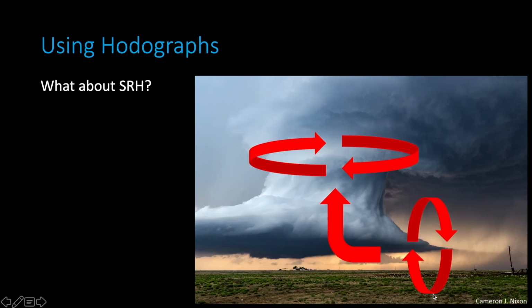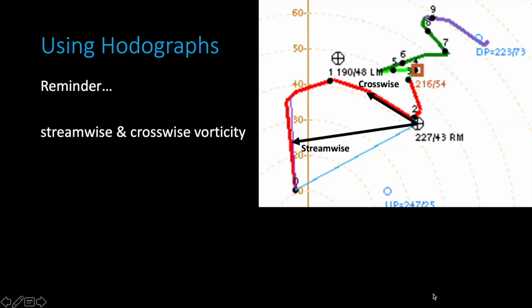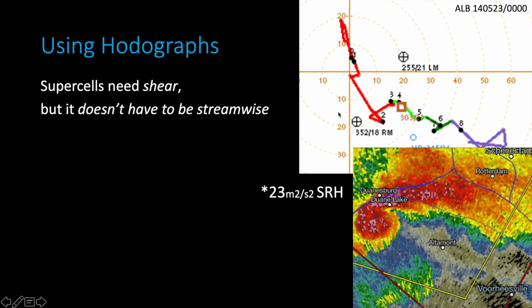So what about SRH? That's important too, right? Well, actually not always. It is nice to have, but it's not actually necessary for supercell dynamics. Let's explain this. Just as a reminder, your streamwise vorticity is when your storm relative wind is perpendicular to your hodograph segment, whereas your crosswise is when your storm relative wind is parallel to your hodograph. And supercells need shear; it doesn't actually need to be streamwise. Here's a freak tornado case. This is an EF3 tornado that occurred with this hodograph, spawned by a very powerful supercell, and we obviously had very minimal SRH here.